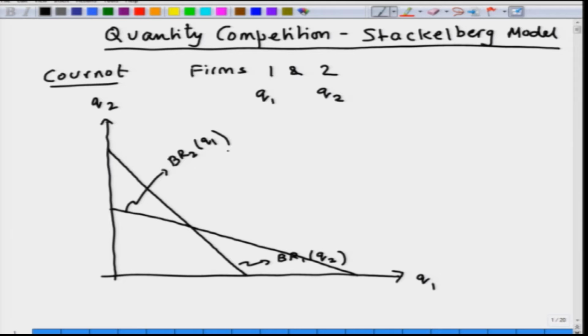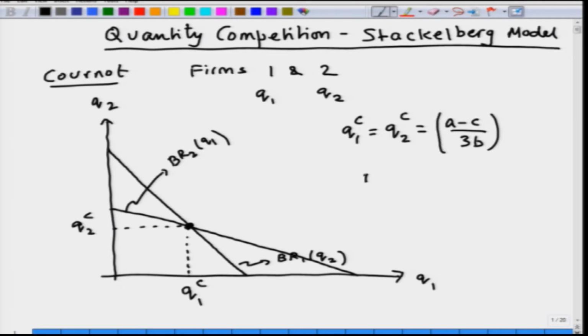This was firm 2's best response function as a function of Q1, and the point where the two best response functions intersected was the Cournot output Q1C and Q2C, the Cournot choice of output chosen by both the firms, who have identical marginal cost, which is C. The Cournot output was (A minus C) by 3B, and the Cournot profits of the two firms were (A minus C) whole square by 9B. Okay. So, let us keep this in mind as we solve the sequential move game.